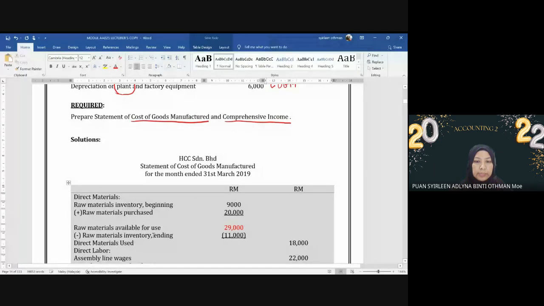Kalau you tak nak tulis ending dengan beginning dekat sini, you tulis 1st March, 31st March, boleh, accepted. Okay, tapi you must know how to differentiate lah your beginning inventory and your ending inventory. Okay, so your raw materials inventory ending is 11,000. So bila kita minus, kita akan dapat direct material use, which is 18,000. Okay, so part for the raw materials selesai. Direct materials, okay. Right, now kita akan kira direct labor.